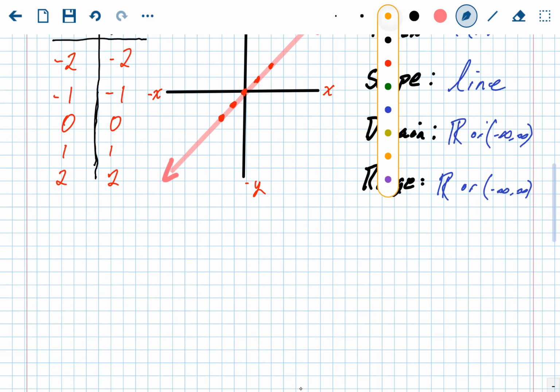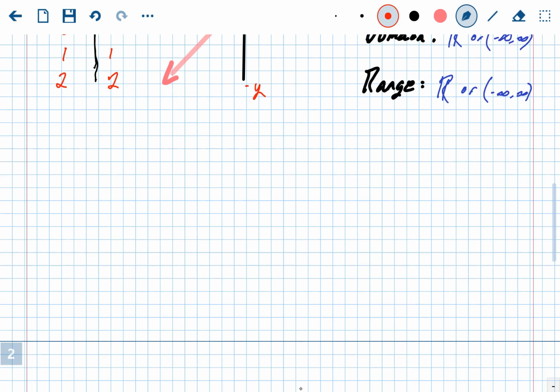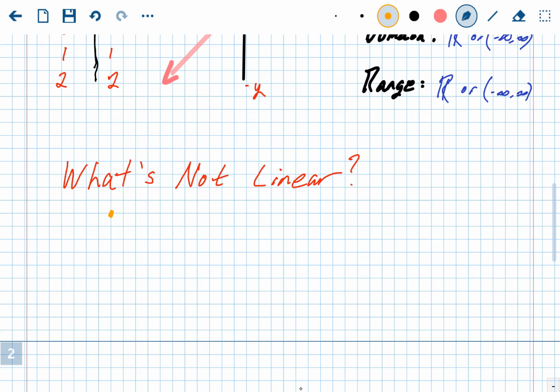Which brings us to the next section. So that's what a linear function is. What's a linear function not? Is any equation a linear equation? The answer is no. So we have to determine what's not a linear equation. There are 3 things that can make an equation not linear. If you have variables that are multiplied together, that's not linear.